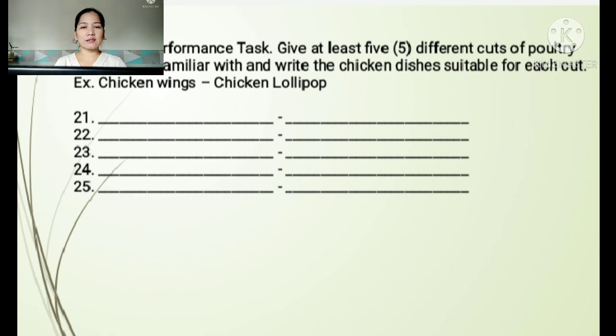For example, chicken wings. The common dish with this is the chicken lollipop. You have to write down the cuts and then the dish that is suited for that cut for your performance task. Any more questions?